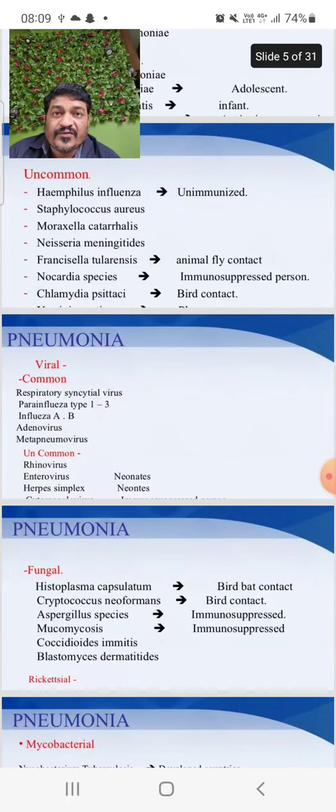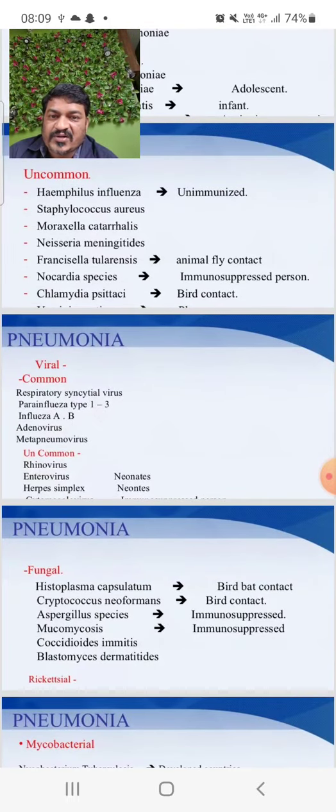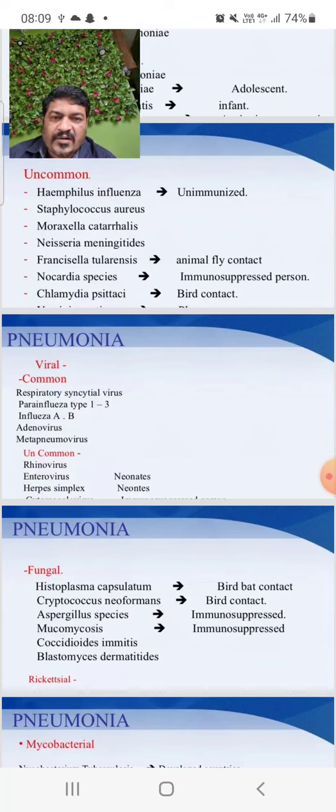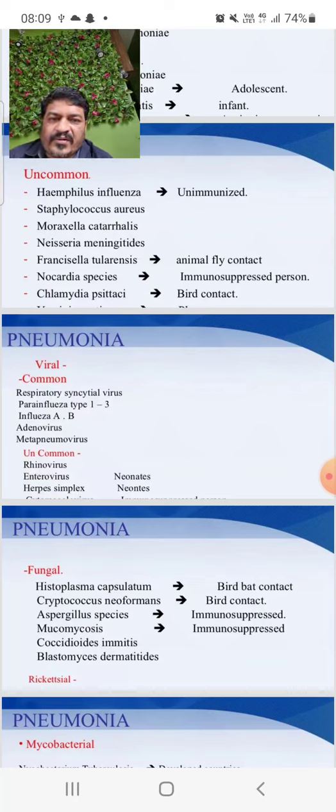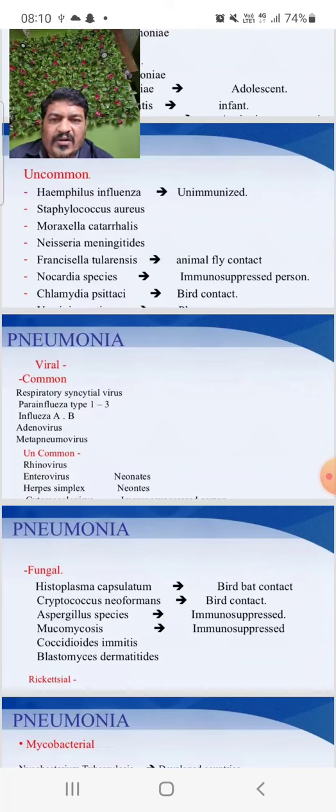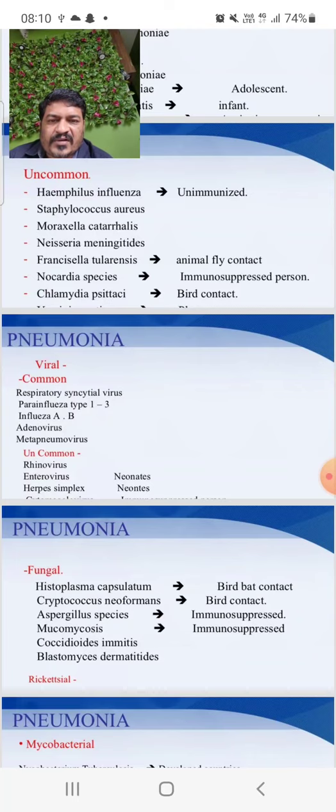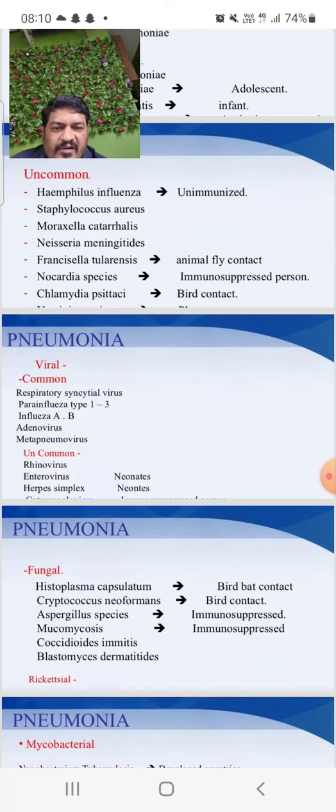Some fungal causes of pneumonia are like Histoplasma capsulatum, mainly in the bird-bat contact. Cryptococcus neoformans, mainly with the bird contacts. Aspergillus species, mainly in the immunosuppressed conditions. Mucormycosis in immunosuppressed conditions. Coccidioides immitis, and Blastomyces dermatitidis.